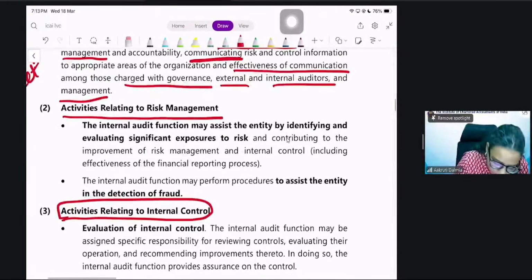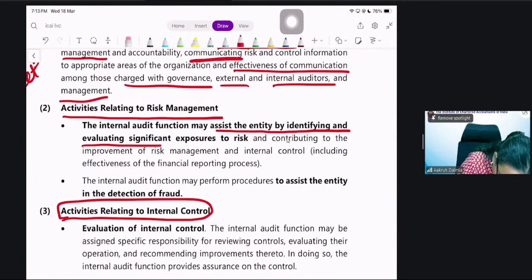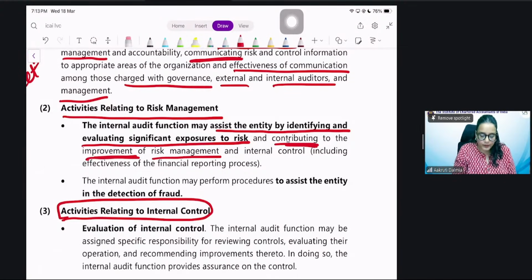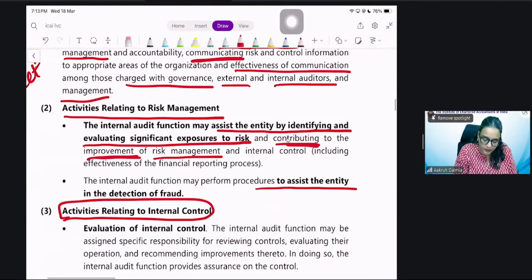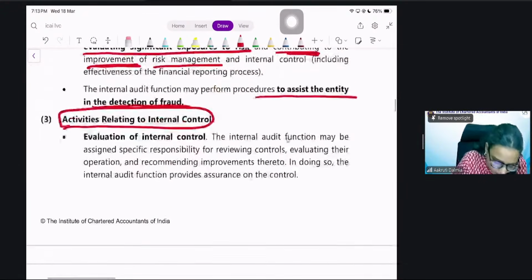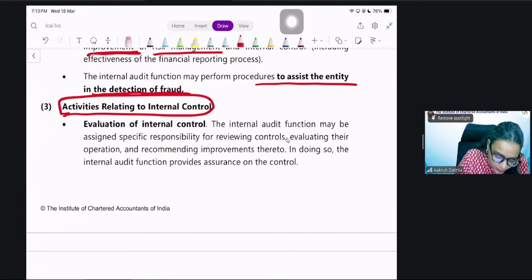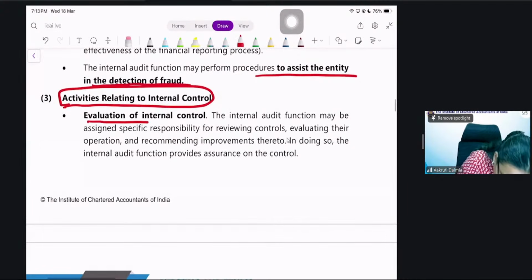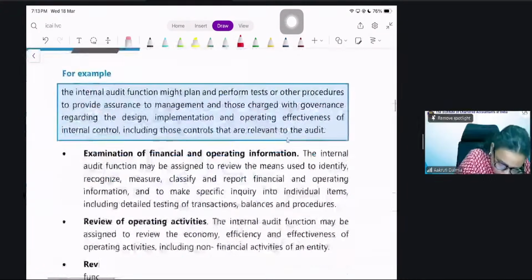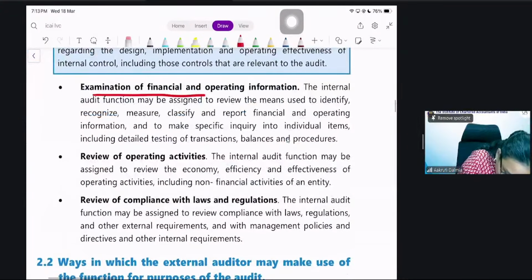Activities related to risk. Internal audit may assist the entity by identifying and evaluating significant exposures to risk, and you can contribute to improvement of risk management. Okay. You can also assist the entity in detection of any fraud. Activities related to control. You can help in evaluation of internal control. You can help in examination of financial and operating information.